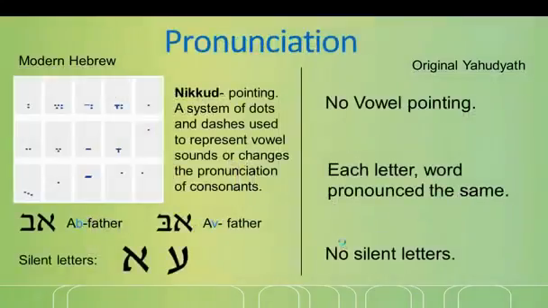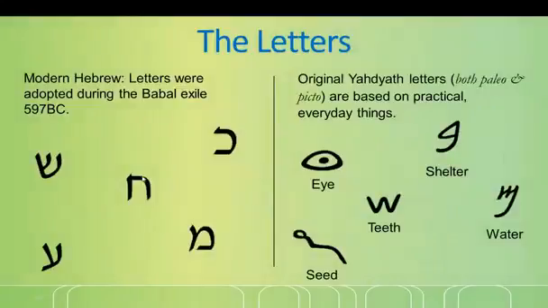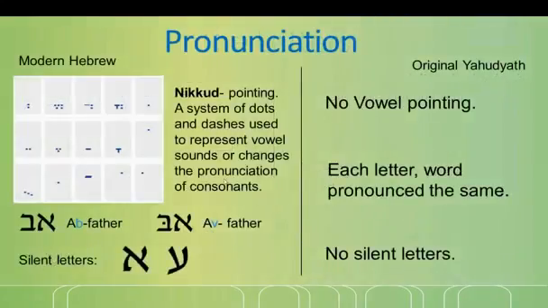So in review, you can tell the origin of the letters and what they stand for in original Yahudyath, versus what the letters look like in modern Hebrew. In modern Hebrew they use a system of vowel pointing because they make the claim that there are no vowels in modern Hebrew. In original Yahudyath there is no vowel pointing, and there were vowels.